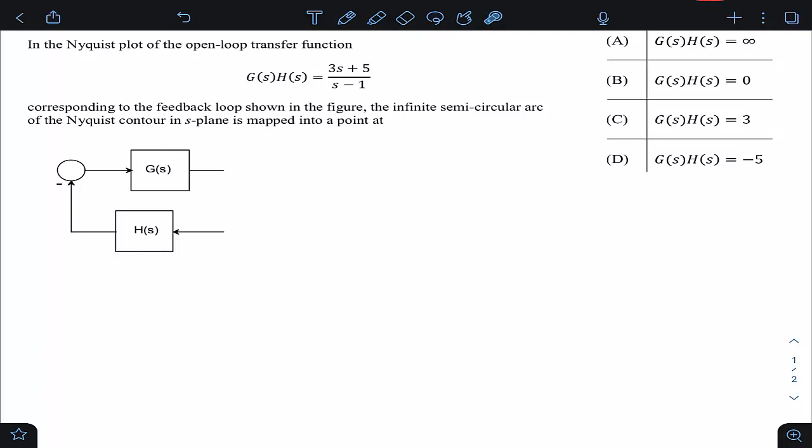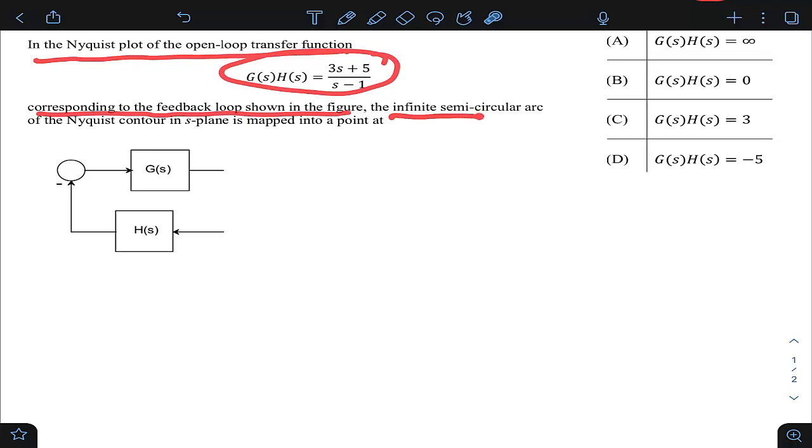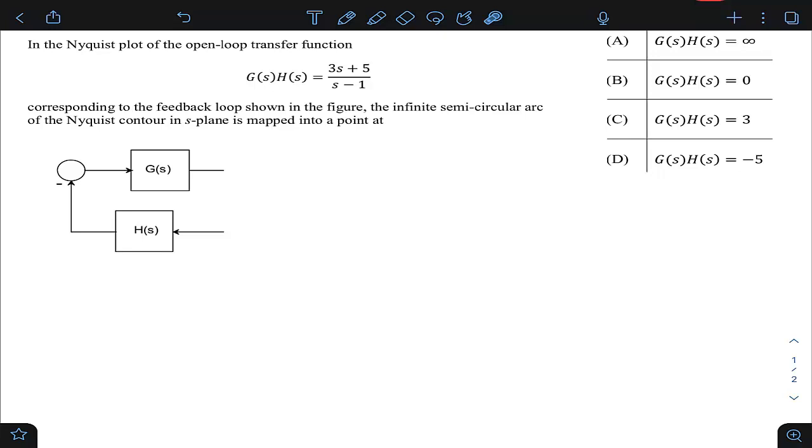This question was asked in GATE 2023 of electrical. This is from the control system subject and from the Nyquist plot topic. The question is, in the Nyquist plot of the open loop transfer function G(s)H(s) corresponding to the feedback loop shown in the figure, the infinite semicircular arc of the Nyquist contour in the s-plane is mapped into a point at. So the point we should note here is the infinite semicircular arc.